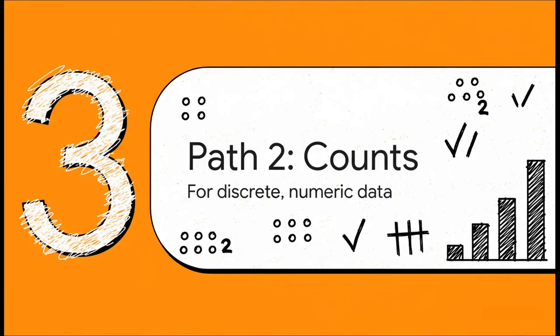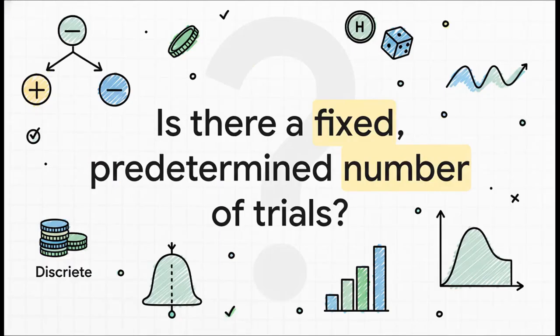This is the world of counting, which is for our discrete numeric data. We're talking about things like counting customer arrivals, or defective products, or even the number of typos on a page. Now, once you know you're counting, there is one single crucial question that will tell you almost everything you need to know. You just have to ask yourself this. Is there a fixed, predetermined number of trials?